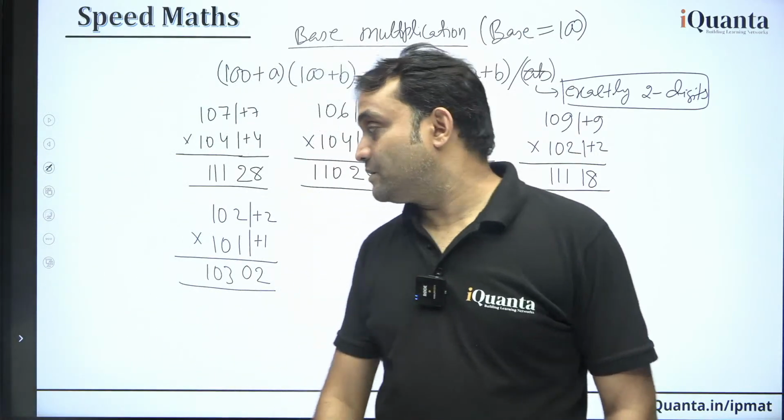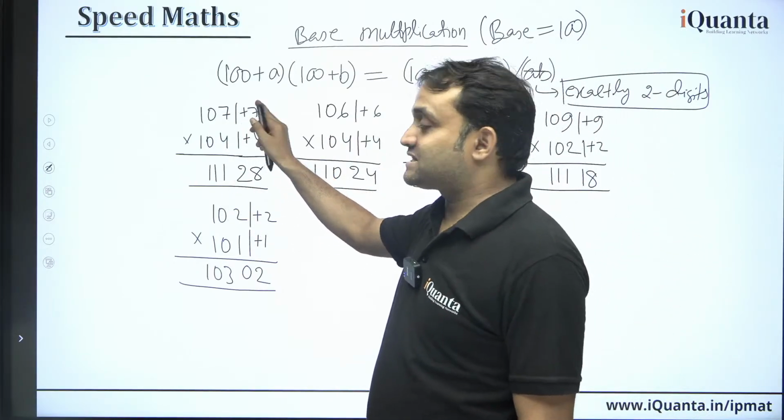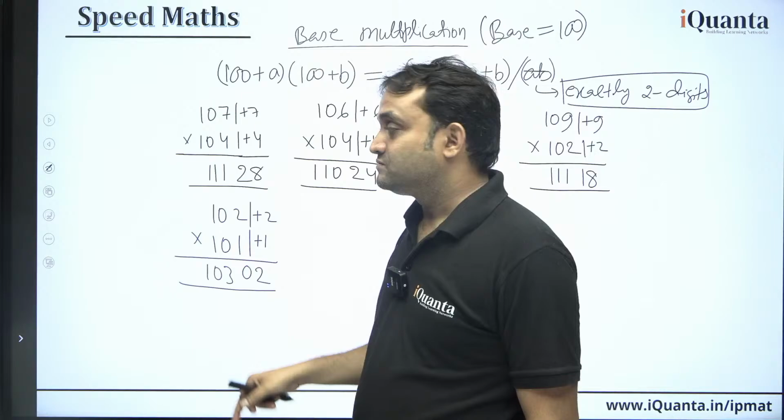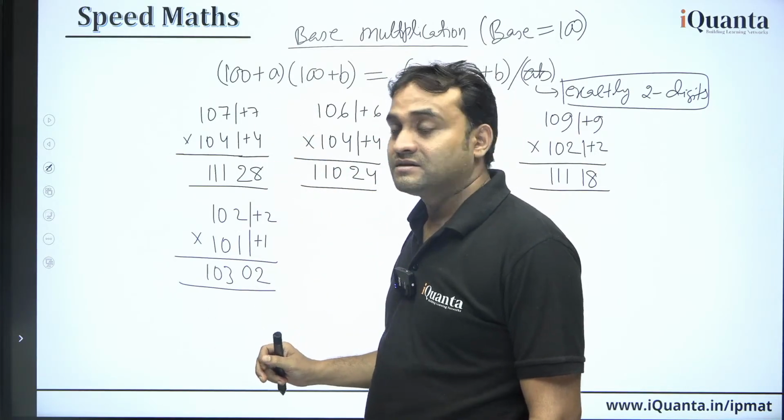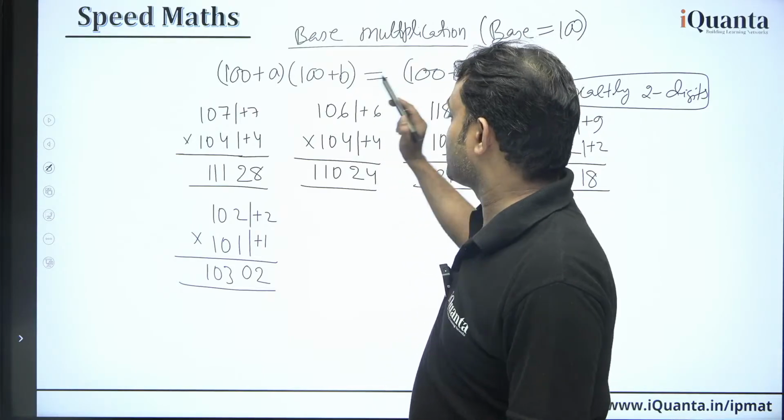Static, which part? Tell me. This one, check the pattern. The surplus here is 7, the surplus here is 4. 7 into 4 is 28. 7 plus 4 is 11. So 100 plus 7 plus 4, 111.